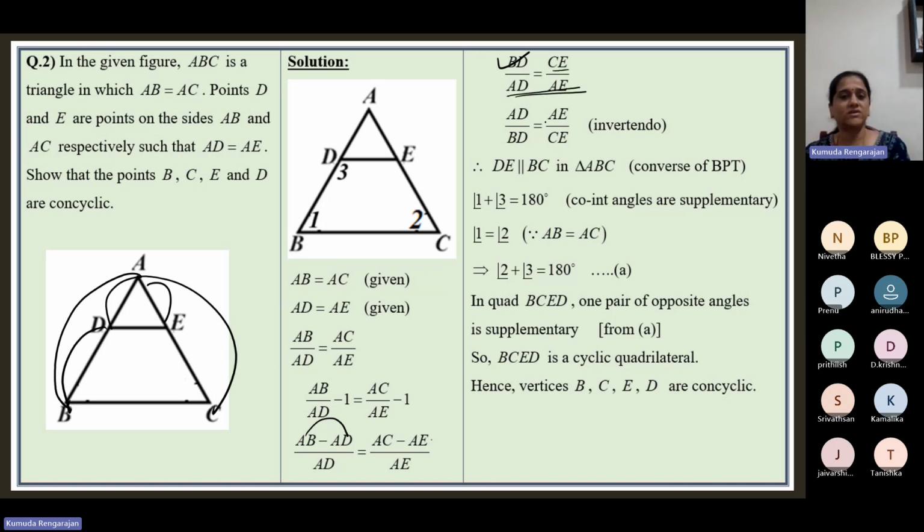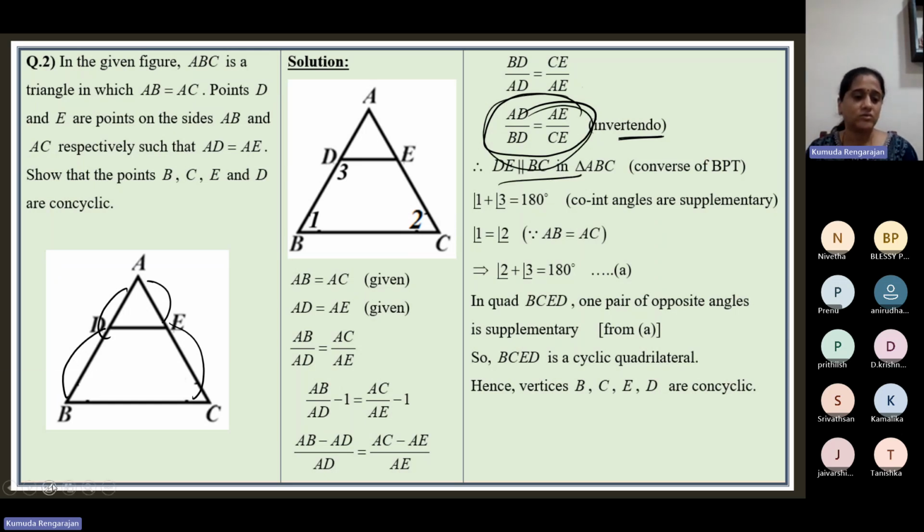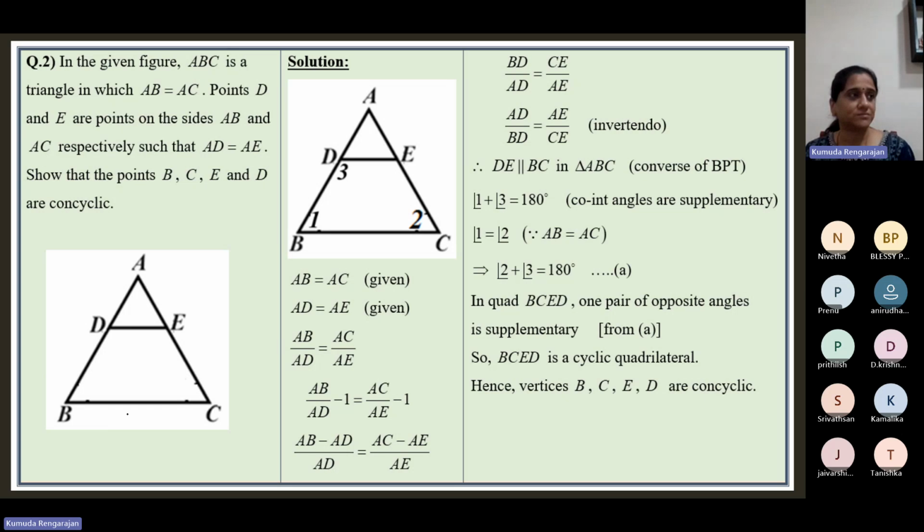And see, the denominators did not change. Whatever you have in the denominator, you have the same thing till here. Now what have you got? BD by AD is equal to CE by AE. So just take reciprocals on both the sides. That is called invertendo. Invertendo is taking reciprocals on both the sides. So you get AD by BD is equal to AE by CE. So this is the proportion you wanted, and by this proportion, you can say that DE is parallel to BC.